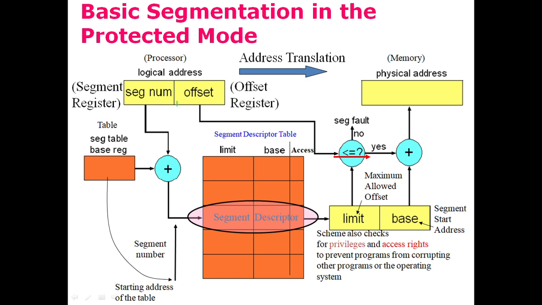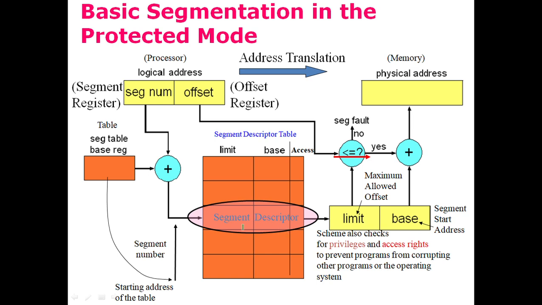But in protected mode, the segment number instead points to a segment descriptor in the descriptor table. There is a segment number here taken from the segment register, and then there is a segment table base register. For example, there is a global descriptor table register, and a local descriptor table register, which points to the start of the descriptor table.